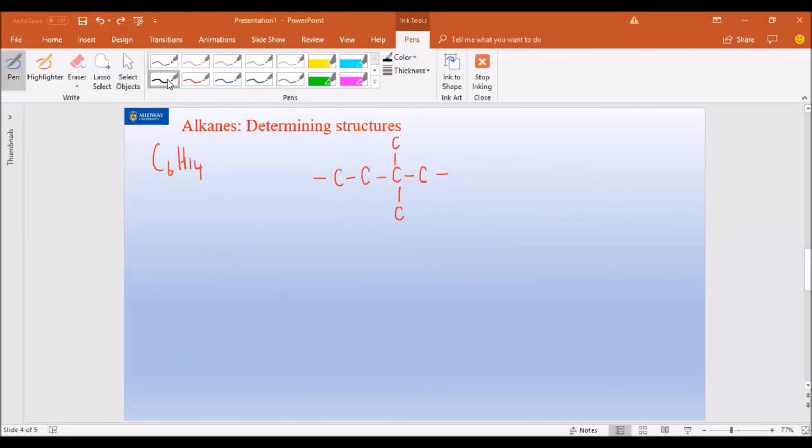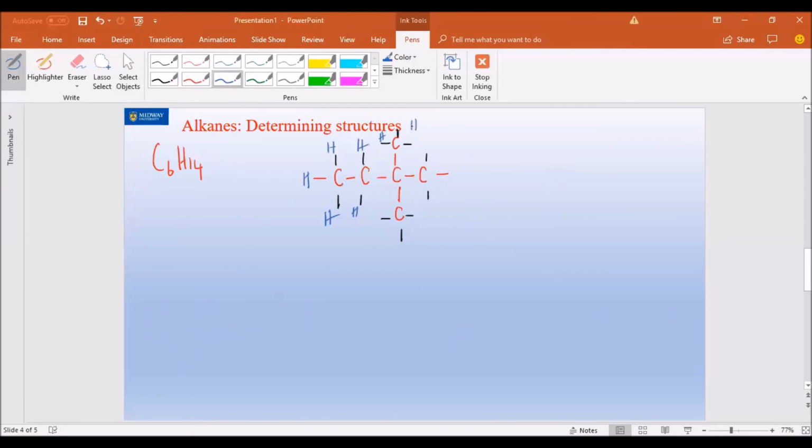Okay, this carbon already has 4 bonds, so you cannot add any more hydrogens. This, on the other hand, can have 3. This can have 2 more. This can have 3 more. So let's put the hydrogens on them. So hydrogen, hydrogen, hydrogen, hydrogen, hydrogen.